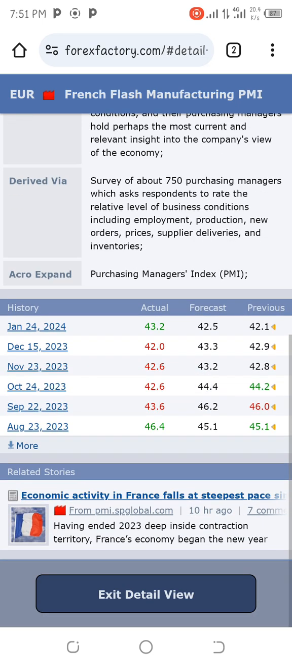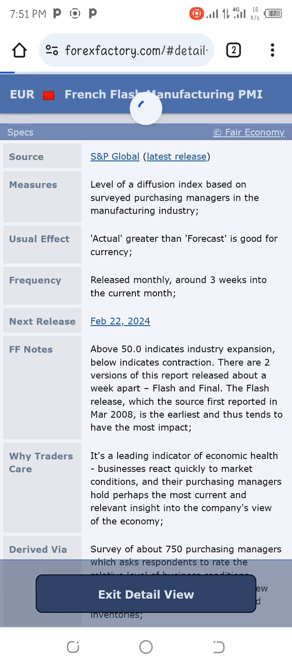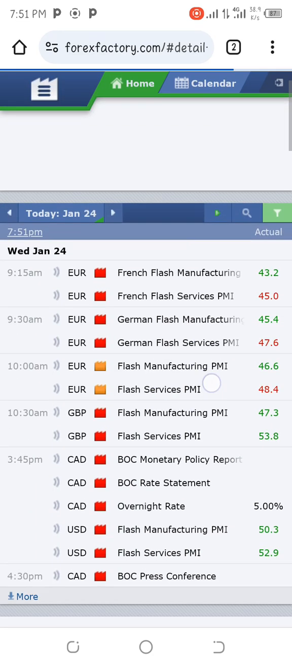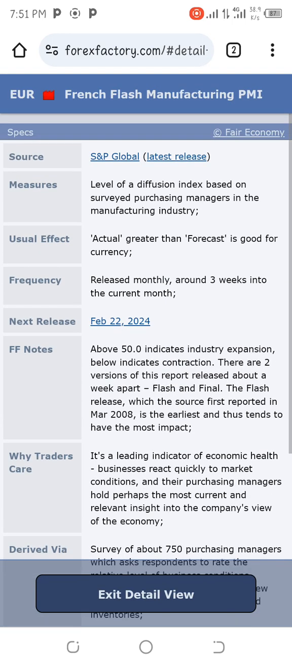Now looking at the below side, these are the past French flash manufacturing purchasing managers index readings that have been released since last year up to today. So now this takes us to where the source is coming from. Sorry, I have to reload it. The source came out from Standard and Poor's Global. In forex, they also call it the Standard and Poor's index, because the Standard and Poor's index is what actually measures the dollar economy.